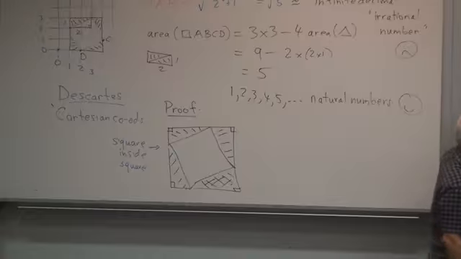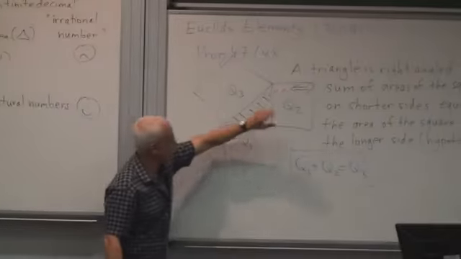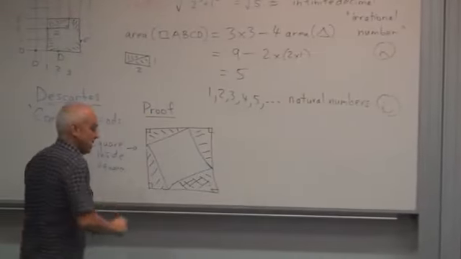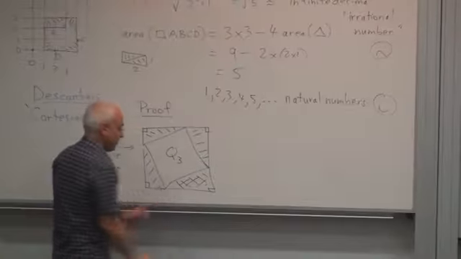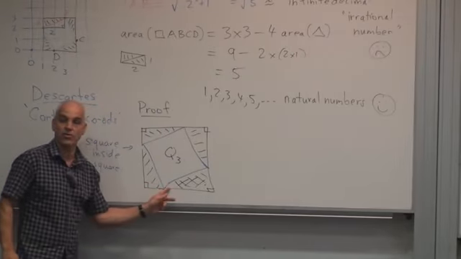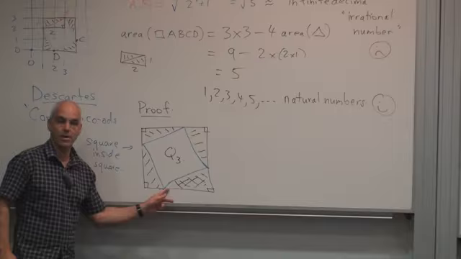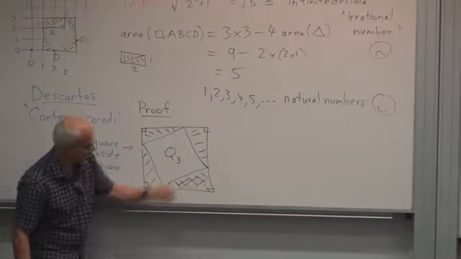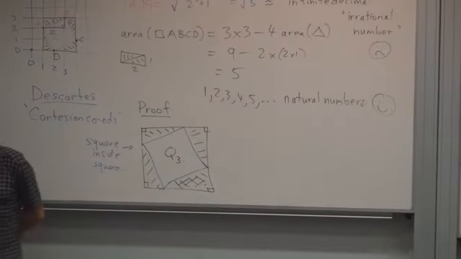Okay, so we're interested in proving why the square on this side plus the square on this side is equal to the square on this side. And we can see that what's inside here, the square inside, is exactly the area Q3, because it's a square on the hypotenuse. All right? It's a square whose side is the hypotenuse of the triangle we're starting with. So that's Q3.